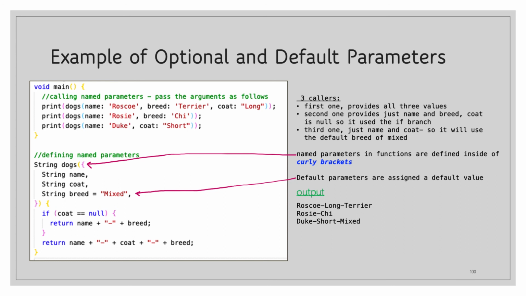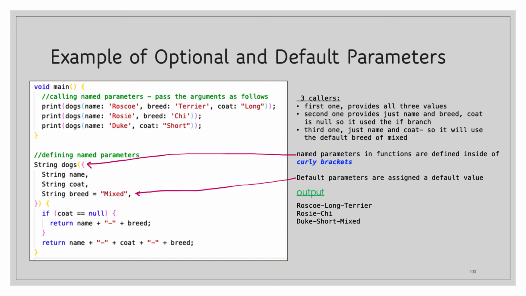So now we have an if statement here. If coat equals null, return name plus a dash plus breed. So we're concatenating strings here, right? Else implied, we don't need the else in this case, but if that is not the case, if coat does not equal null, right, if coat has a value, return name plus hyphen plus coat plus hyphen plus breed.